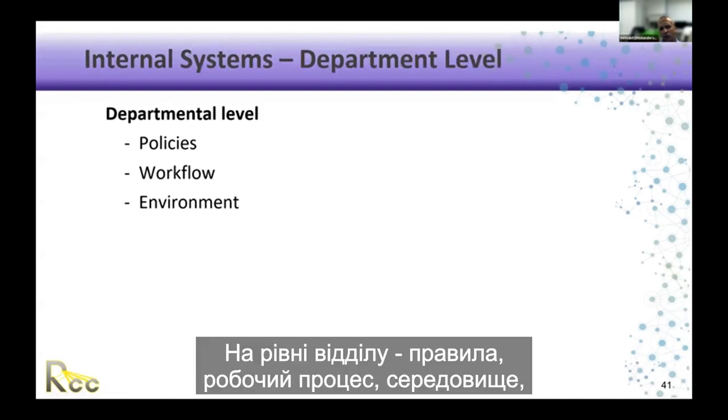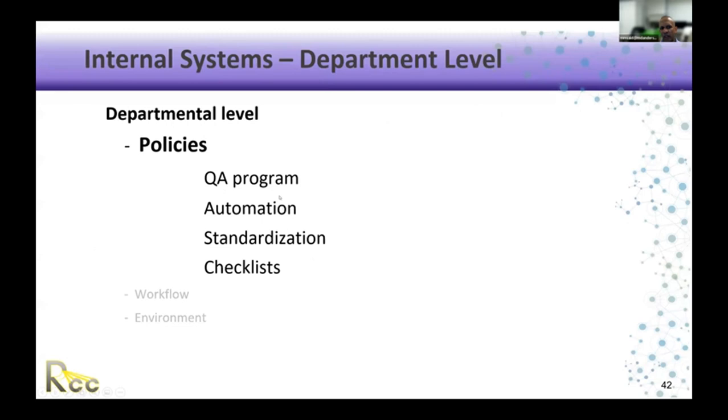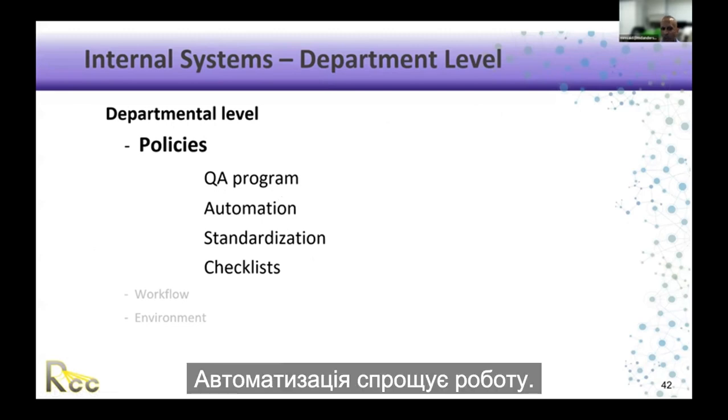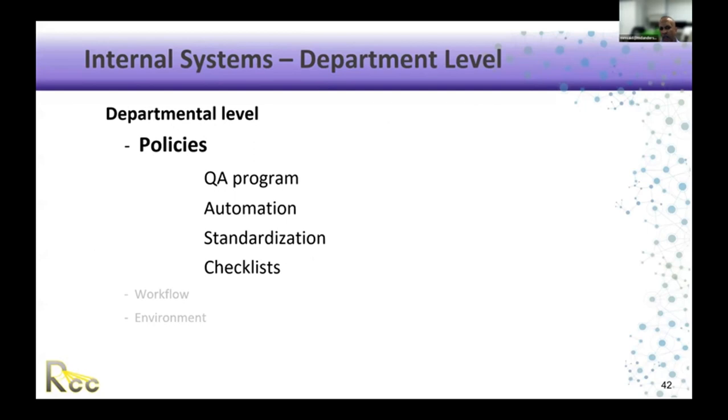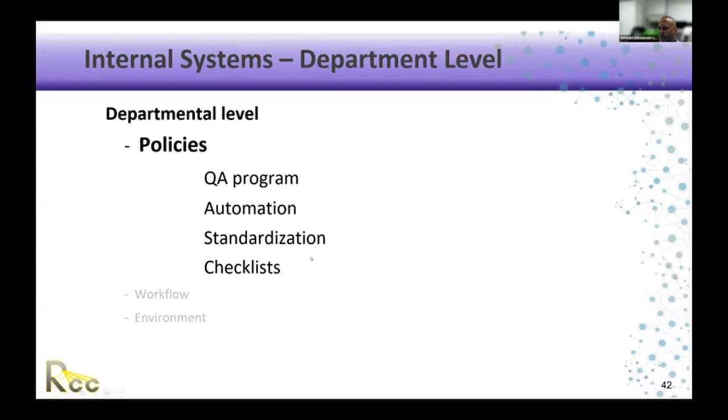At the department level: policies, workflow, environment, QA program, automation. You have a good solid quality assurance program; automation makes things easy. Have standard policies and have a checklist.